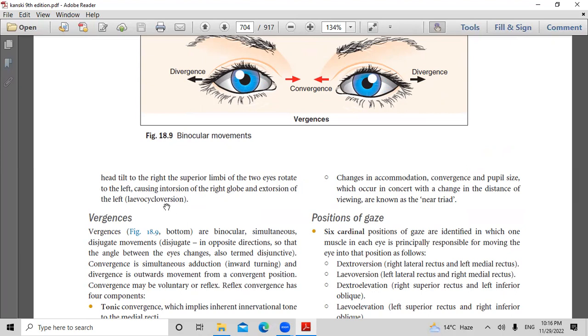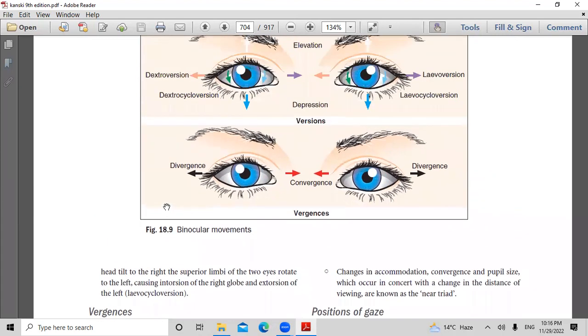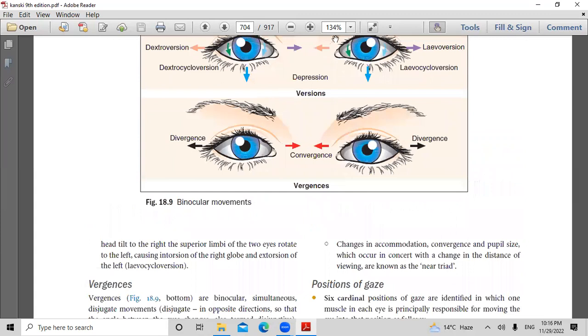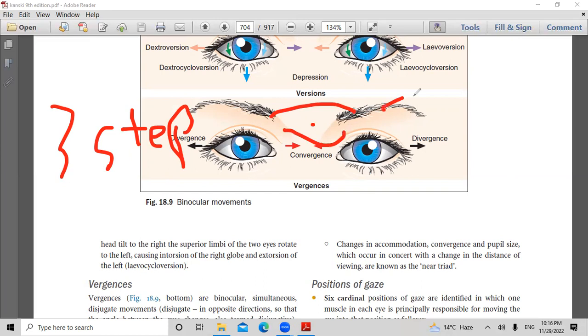This is very, very important, and this is how we make the three-step test. Just I will explain this, then you will read the versions. Always, to all of my students, I tell them about the three-step test, the Bielschowsky test. What is the three-step test? When you do it, first of all, you look at both eyes in the primary position. We will talk about this in the neuro-ophthalmology part.